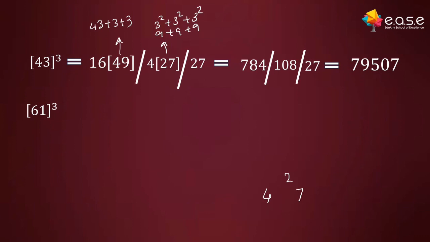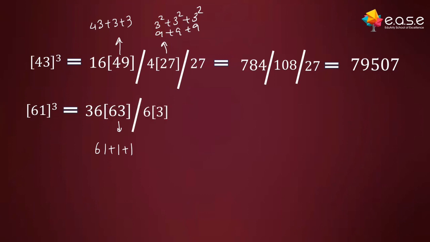Now let's see how to do it for 61. See, once you do it a couple of times and continuously, if you do at least 12 to 15 sums, you will get it very easily. Okay, now see 61 cube. 61 cube is going to be again 36 and 63. From where did we get this 63? This is going to be 61 plus 1 plus 1. Okay, then we are going to have the next part of it, which is going to be 6 into 3. How did we get 3? Because that is 1 square plus 1 square plus 1 square. Correct? Then 1 cube will give you 1.